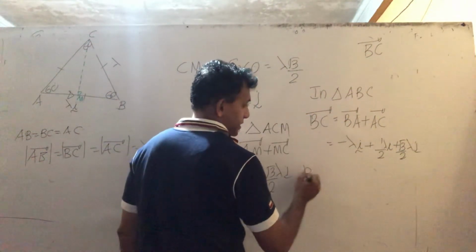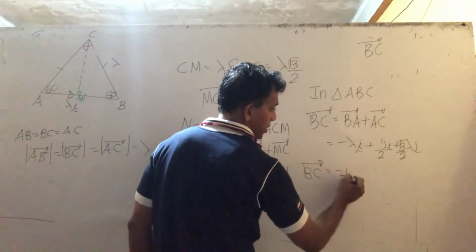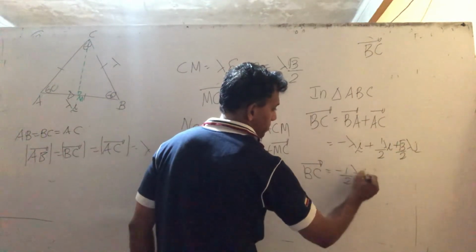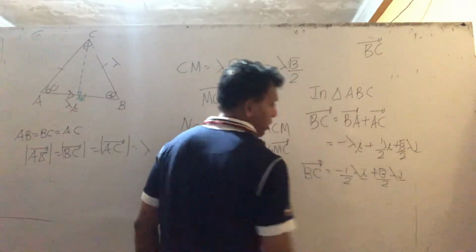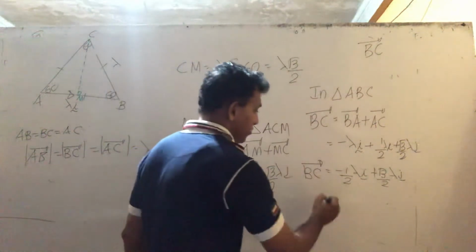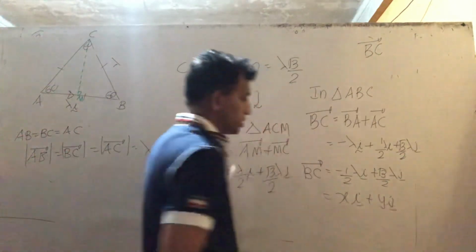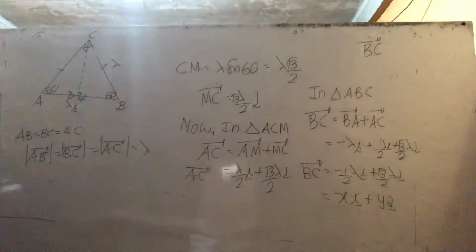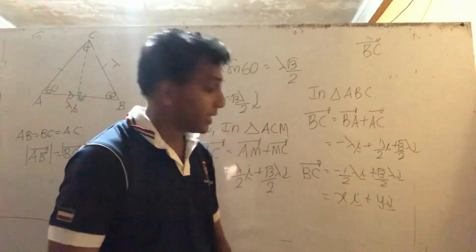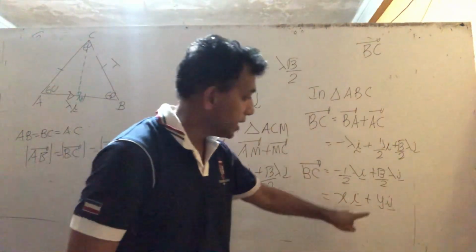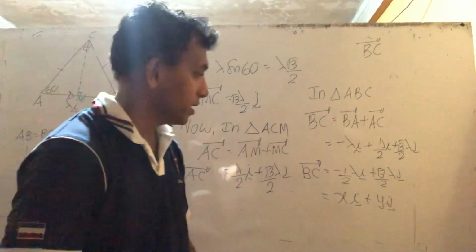So complete this in the form of i and j separately: minus half lambda i plus root 3 by 2 lambda j. They want this vector in the form x i plus y j. Nice part. Therefore x equals minus half lambda, and y equals root 3 by 2 lambda, right? Nice question.